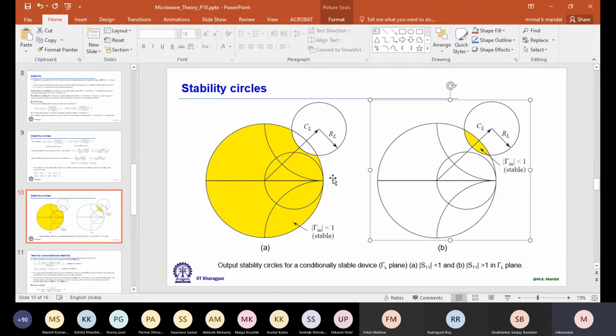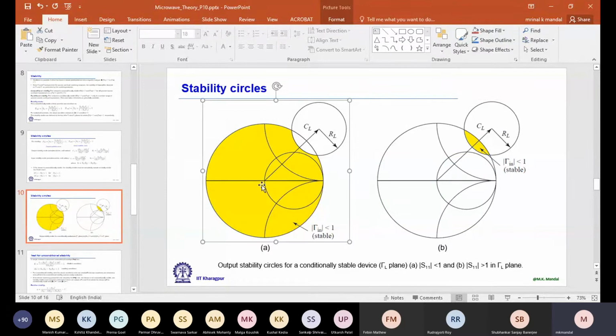It depends on the S parameter. So how do we find out which part I should consider for my design? We have to look at the S11 and S22 data. For this case, we are considering the output stability circle, so we look at the S11 data. At the center point, we know both the real and imaginary values are 0. So at the center, we check whether S11 is less than 1 or more than 1.